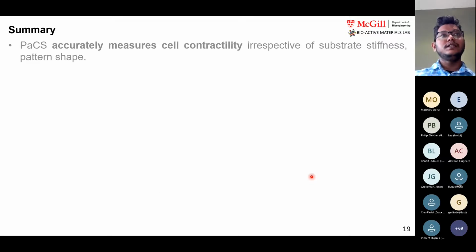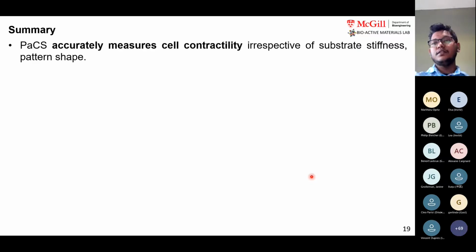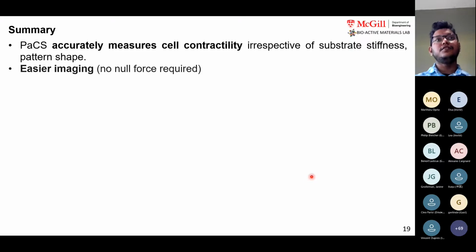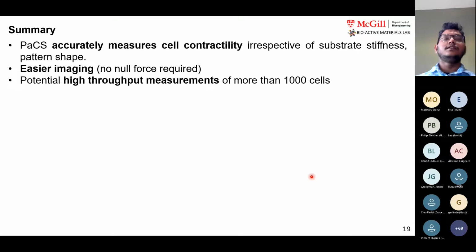So in summary, PACS can accurately measure cell contractility irrespective of substrate stiffness or pattern shapes, as we proved by comparing it with TFM. Then it's easier to image because you don't require any null force image. You just have to capture a single image of a deformed pattern. Then it has a potential for high throughput measurements, to do more than 1,000 cells at once.